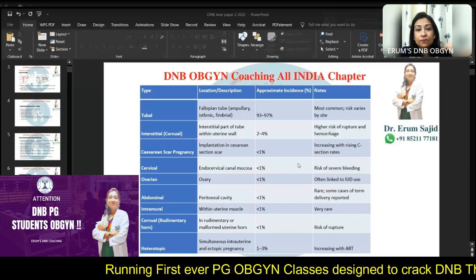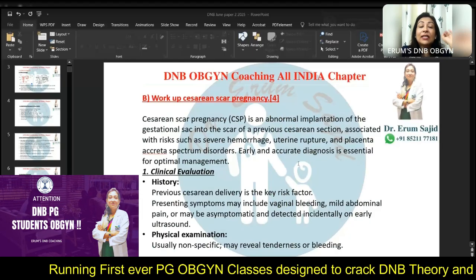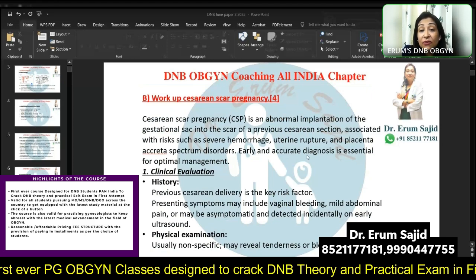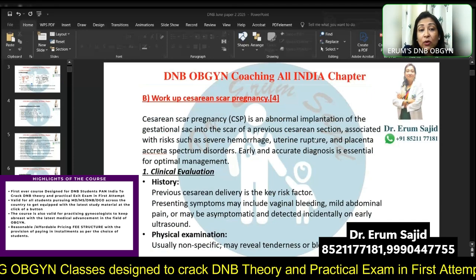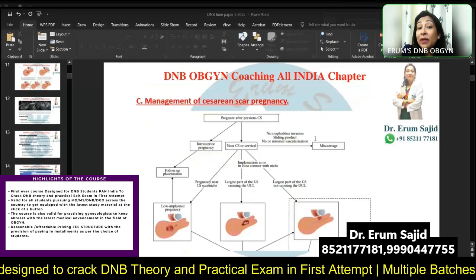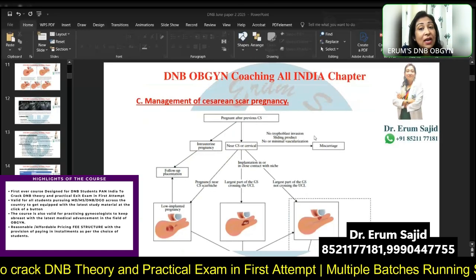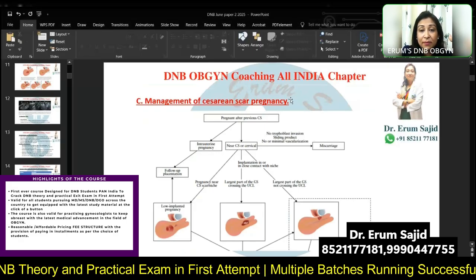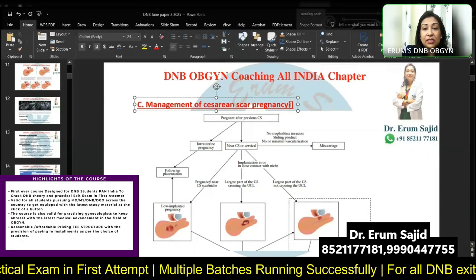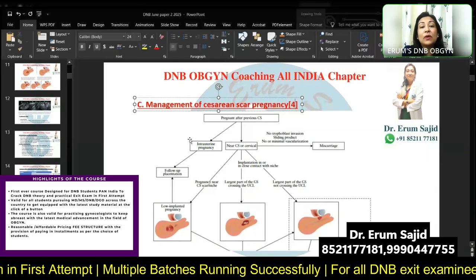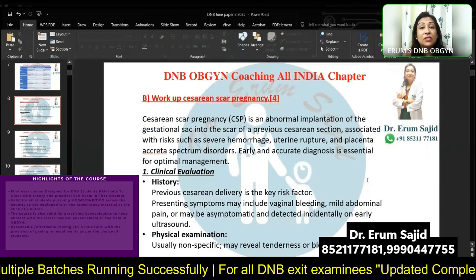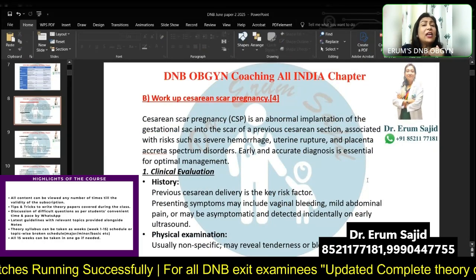Okay? That's all. Then there was a question, workup of a cesarean scar pregnancy. When I say workup of a cesarean scar pregnancy, I mean workup. Now have a look at the next question: management of cesarean scar pregnancy. Now you understand, this is 4 marks and that is 4 marks. Let me just put it down for you so that you know which is which. This is just the workup. I asked you the workup of cesarean scar pregnancy. That means I'll ask right from the history.